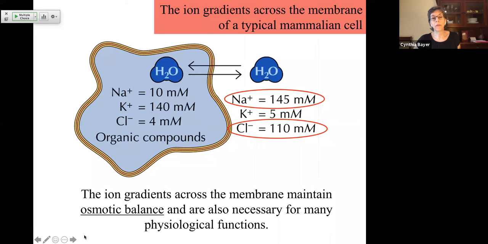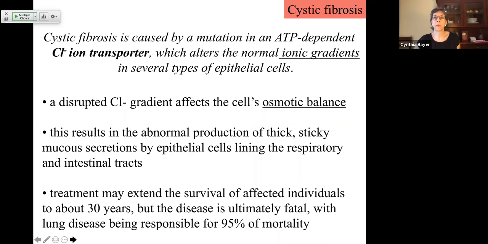And we know of examples of disorders that arise due to an imbalance in these ions across the membrane. One example is the disorder cystic fibrosis. Cystic fibrosis is caused by a defect in a chloride ion transporter. That transporter can't move chloride ions out of the cell. And so that chloride ion gradient is disrupted. That will affect the osmotic balance of the cell.